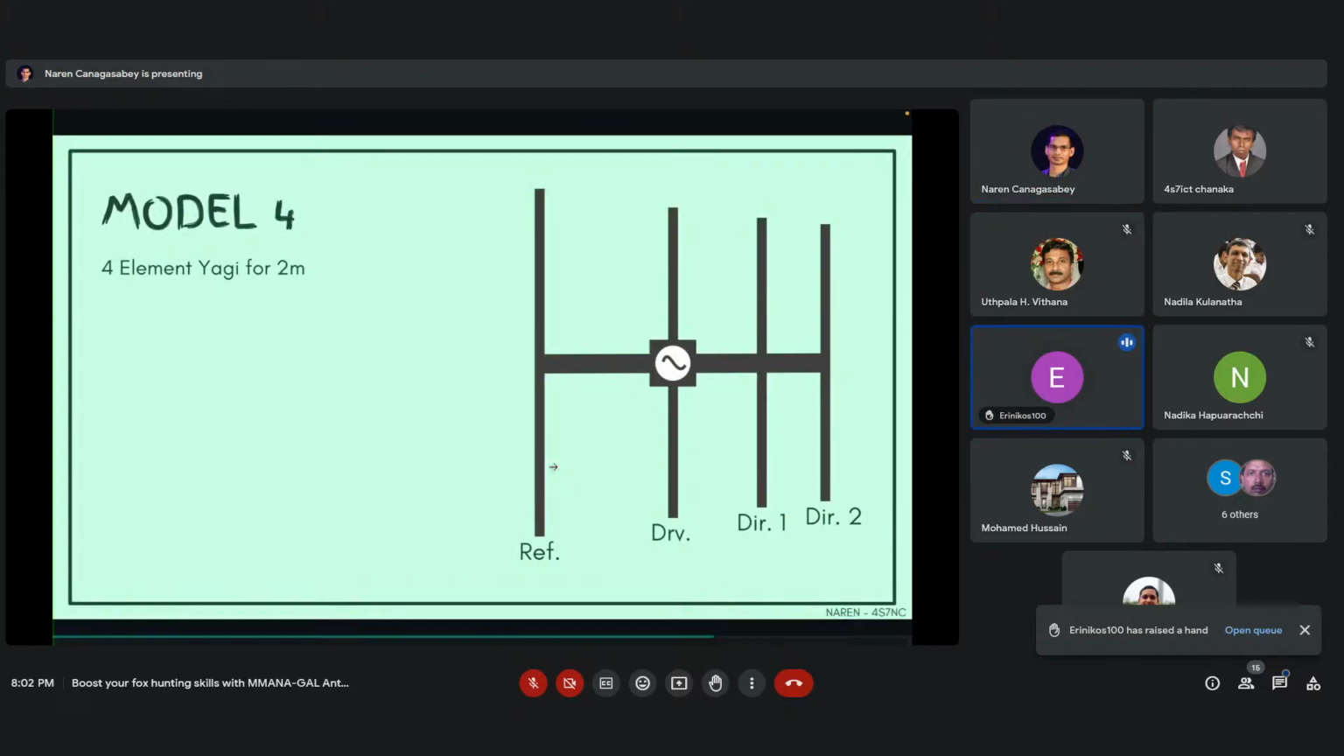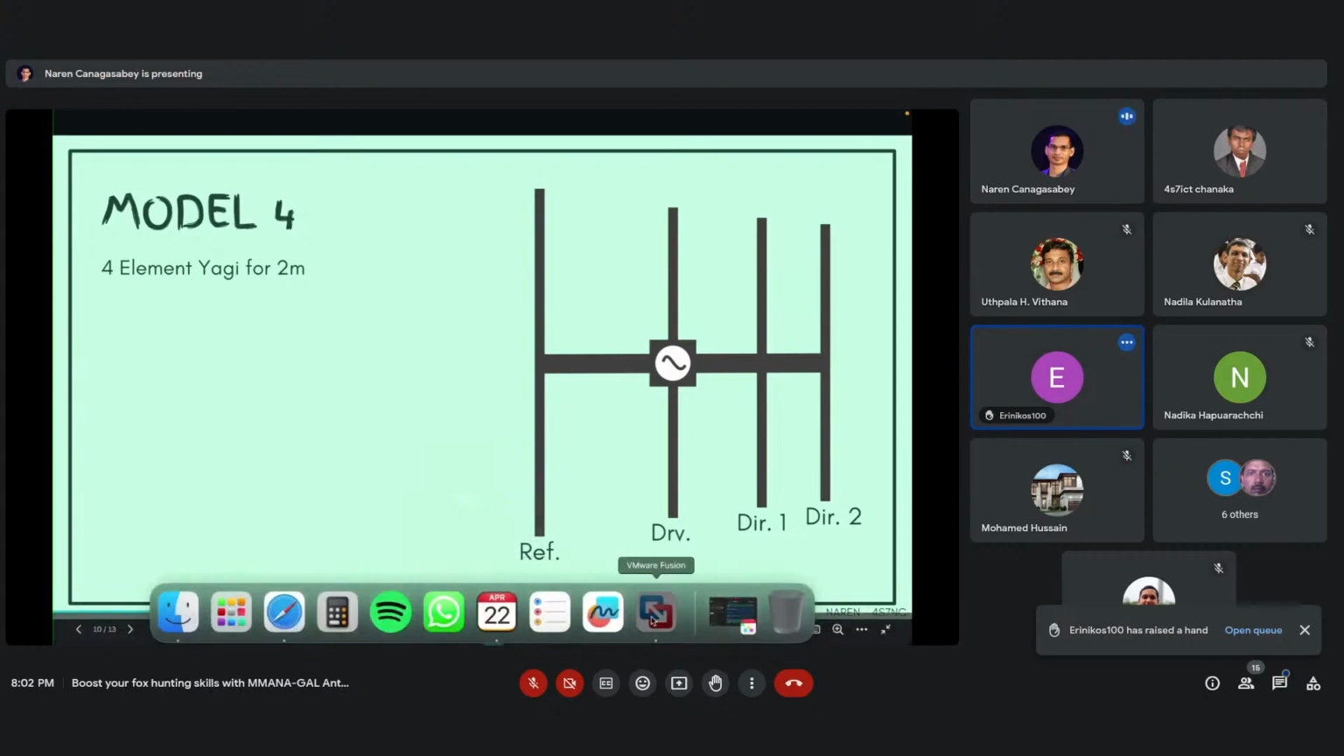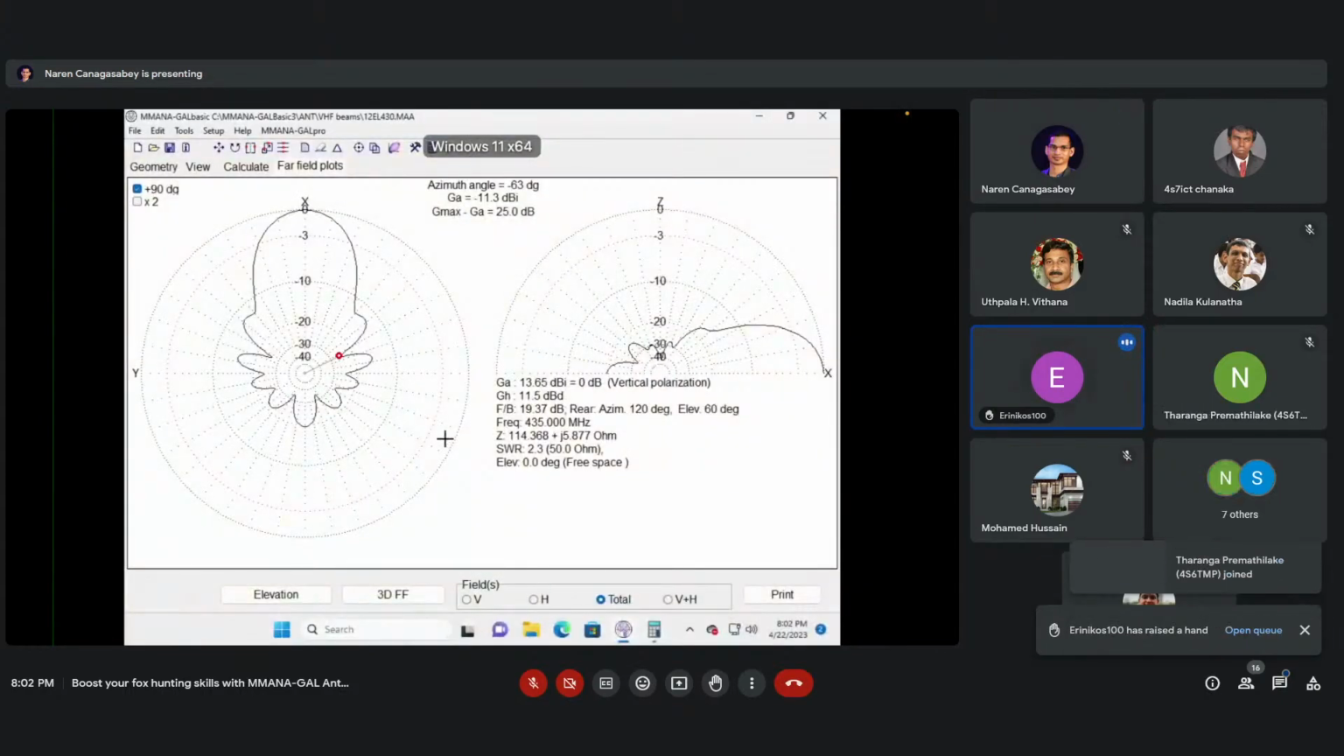Just a question, Naren. Now, having looked at that multi-element, I don't know how many elements it had, and the side lobes, would you still say, regardless of the gain and the narrow front lobe, that your choice of an RDF antenna would be the Moxon or the previously designed 4-element Yagi?